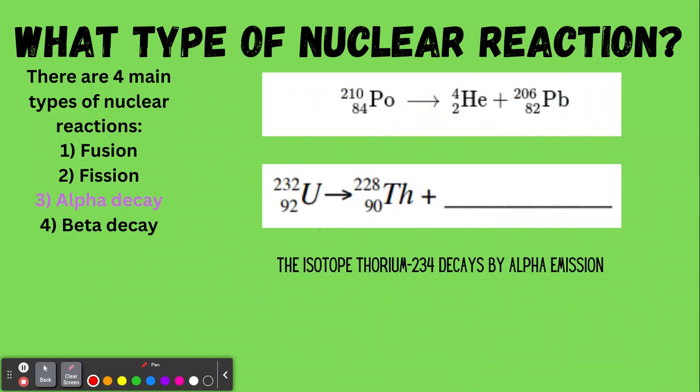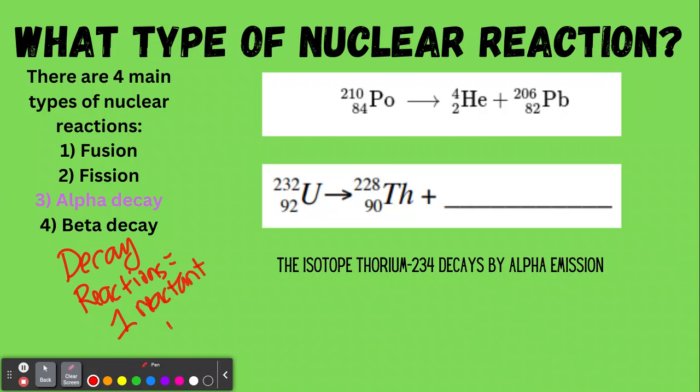Now, for an alpha decay reaction, when you have decay reactions, what that means is you have 1 reactant particle only. See here how I only have one reactant, and see here how I only have one reactant. I don't have two particles ever. So that is how you know it's a decay reaction.